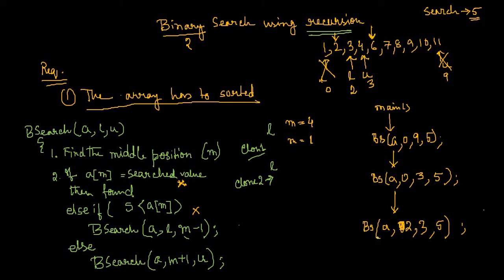Now this particular binary search function will do the same thing. So this binary search will basically find the middle location first. Now, what is the new middle? Middle is 2 plus 3 by 2. 2 plus 3 means 5. 5 by 2 means 2. That means middle is also 2.